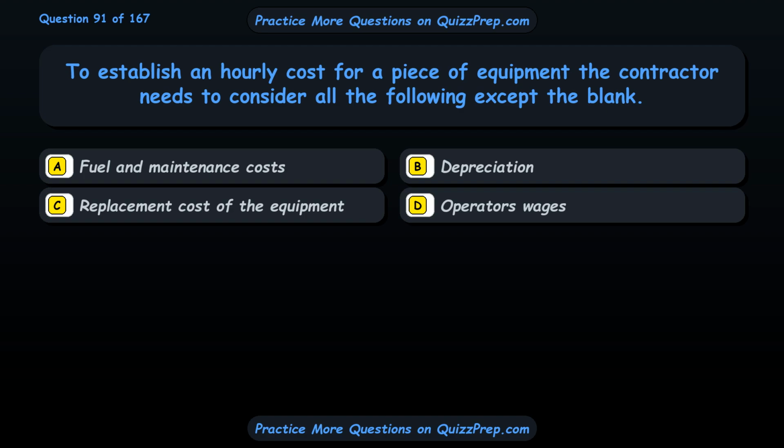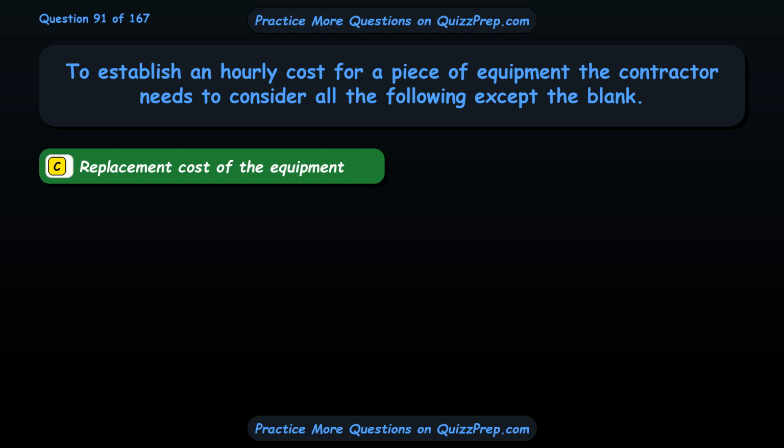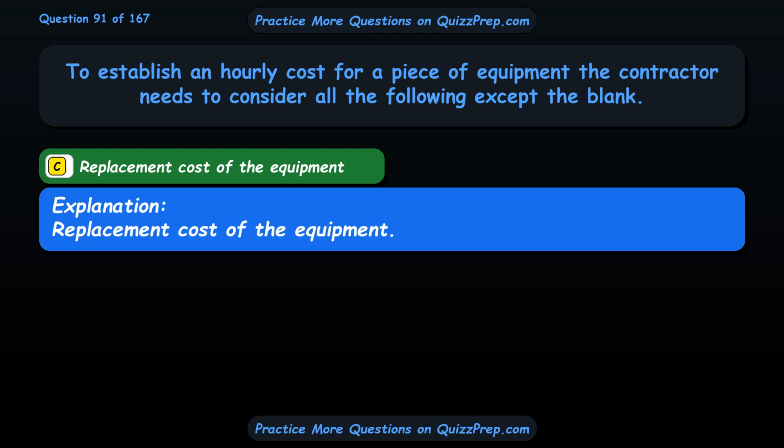Question 91. To establish an hourly cost for a piece of equipment, the contractor needs to consider all the following except the blank. Option A. Fuel and maintenance costs. Option B. Depreciation. Option C. Replacement cost of the equipment. Option D. Operator's wages. The correct answer is option C. Replacement cost of the equipment.